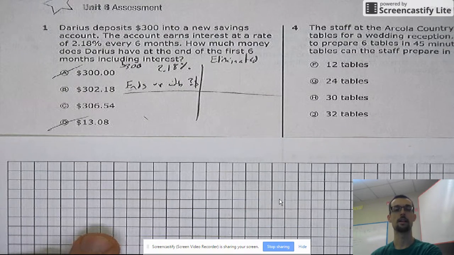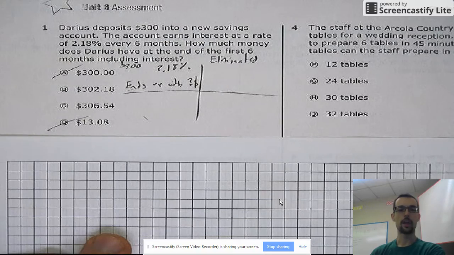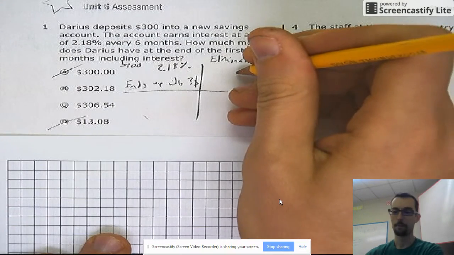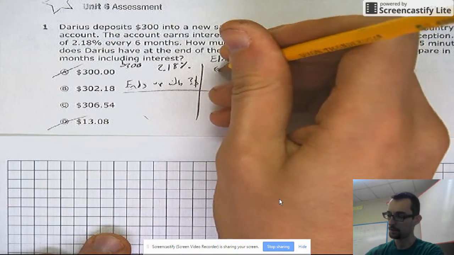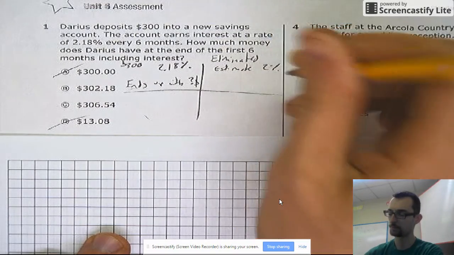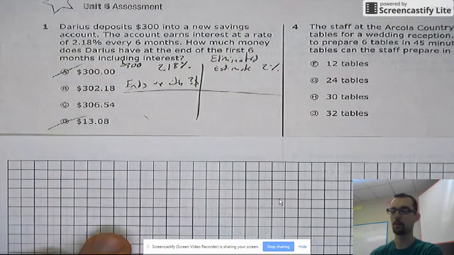All right, let's think here. Now I need to find what 2.18% of $300 is. Now I can do a couple strategies here. First, I'm going to round. Okay, I'm going to estimate. I'm going to find just 2%. And I'm going to create a table.